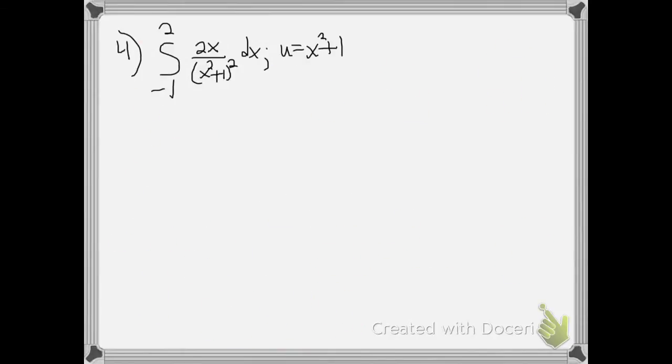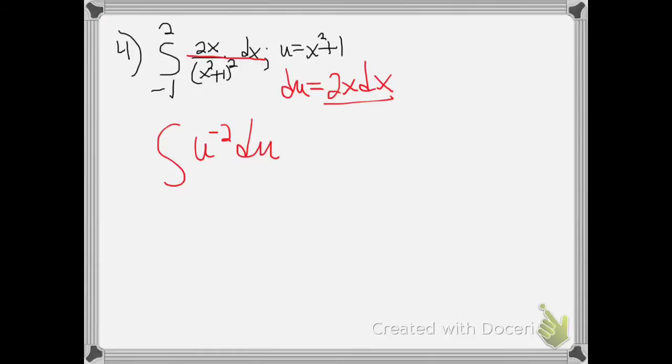All right, number 4, we're given our u. We're going to take the derivative of that. Well, that is a complete match. That 1 over u squared, I'm going to write that as u to the negative 2 du. Change the limits of my integration. Negative 1 squared will be 1, plus 1 is 2. 2 squared is 4, plus 1 is 5. And for number 4, if we go ahead and finish this, you should get an answer of 3/10.